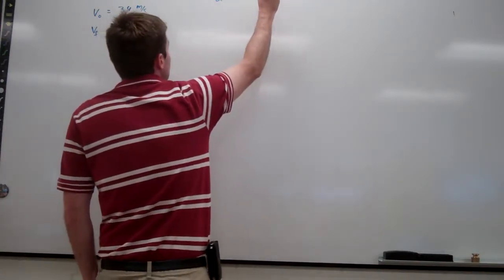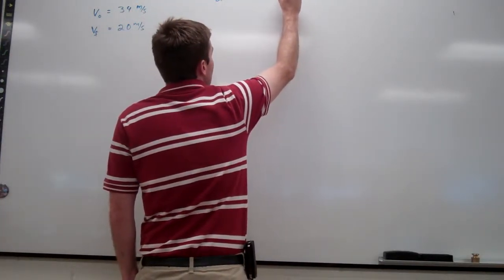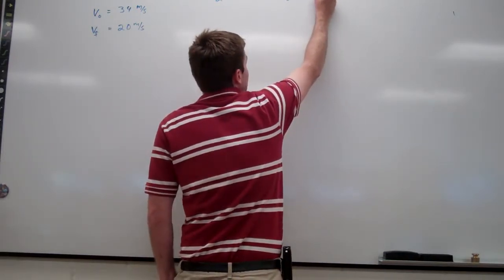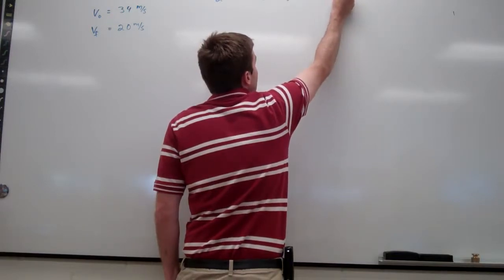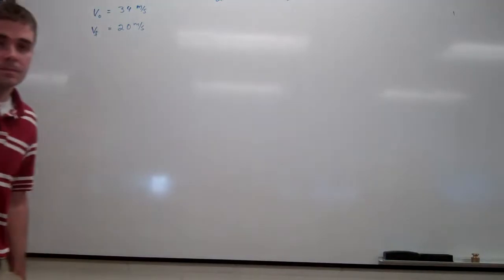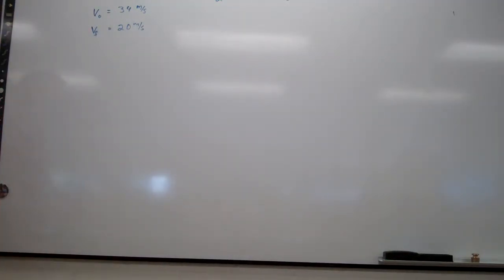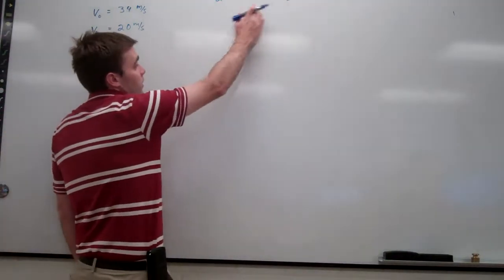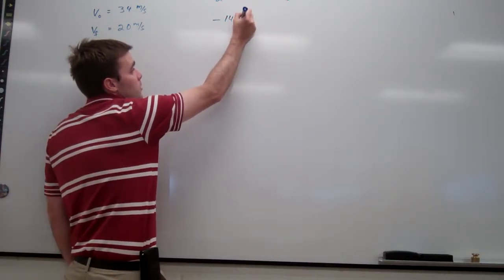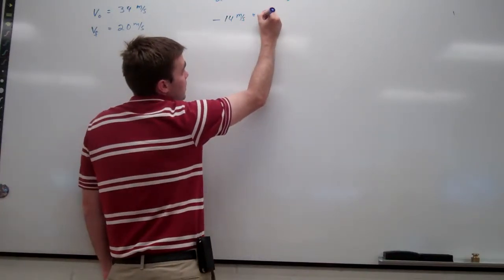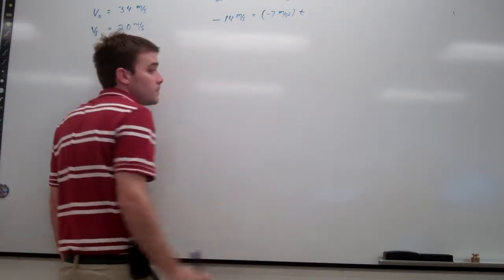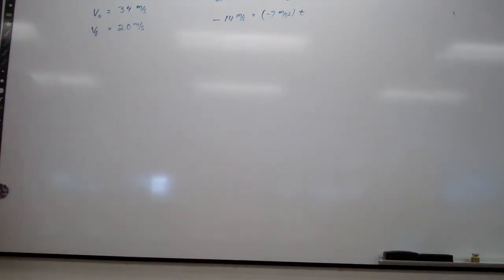So our final velocity is 20 meters per second. Our initial velocity is 34 meters per second, plus our acceleration, which we said is negative 7 meters per second squared, and our time is what we're looking for. Subtract 34 from each side, we get negative 14 meters per second equals negative 7 meters per second squared times time. And what's our time?